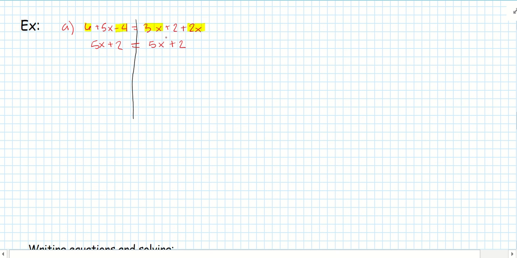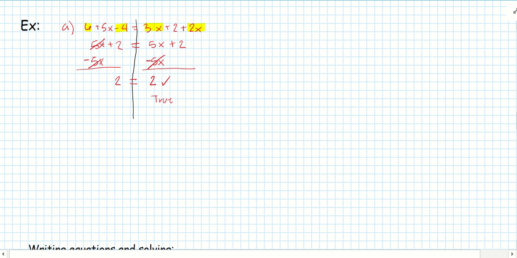Okay. Now, I'm going to go ahead and remember we want both variables to be on the same side. So I'm going to move one of the 5x's to the other side. So I'm going to go ahead and subtract the one on the right from the left. So 5x minus 5x cancels. I end up with 2 on the right. And then notice on the left, I also have 5x minus 5x. So those two cancel as well. So I have 2 equals 2. This right here, it's a true statement.